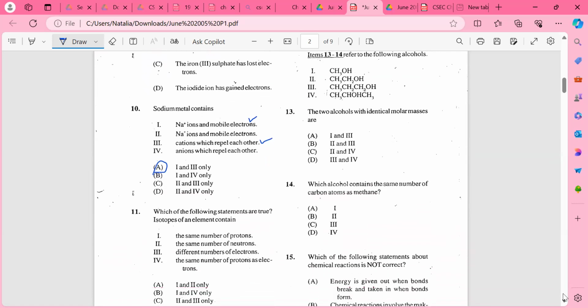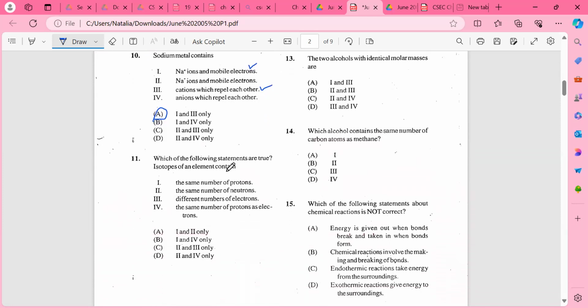Which of the following statements are true? Isotopes of an element contain the same number of protons. That is true. Same number of neutrons. That is not true, they have different numbers of neutrons. They have the same number of protons as electrons. That is true. Oh, different number of electrons. This is wrong, I read that wrong. Same number of protons as electrons. That is true. So we're looking for 1 and 4, B.